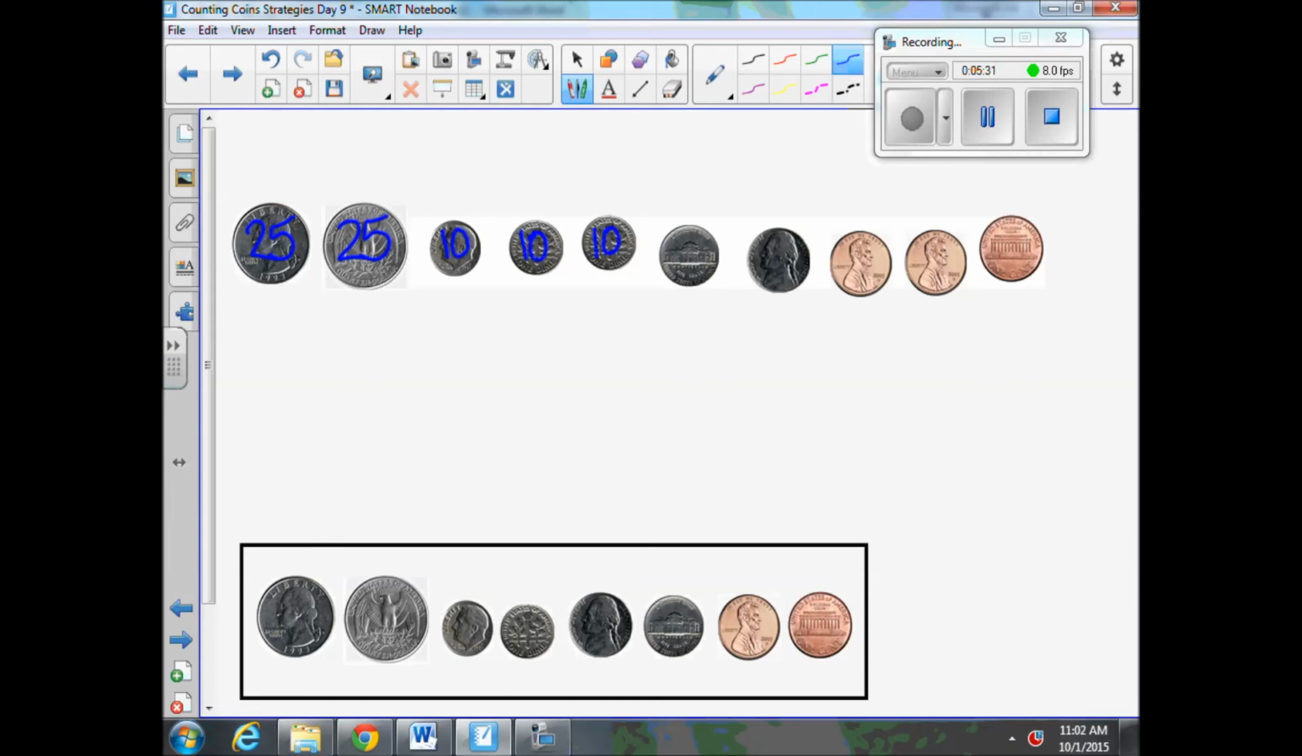When I'm counting these, I'm going to count by tens. Then I have nickels. The value of those are 5 cents. Counting those, I'm counting by fives. Those pennies have a value of 1 cent. So now, that's my second strategy. First, put them in order. Next thing I do is make sure I know the value of each one of them. Now I'm ready to start counting.